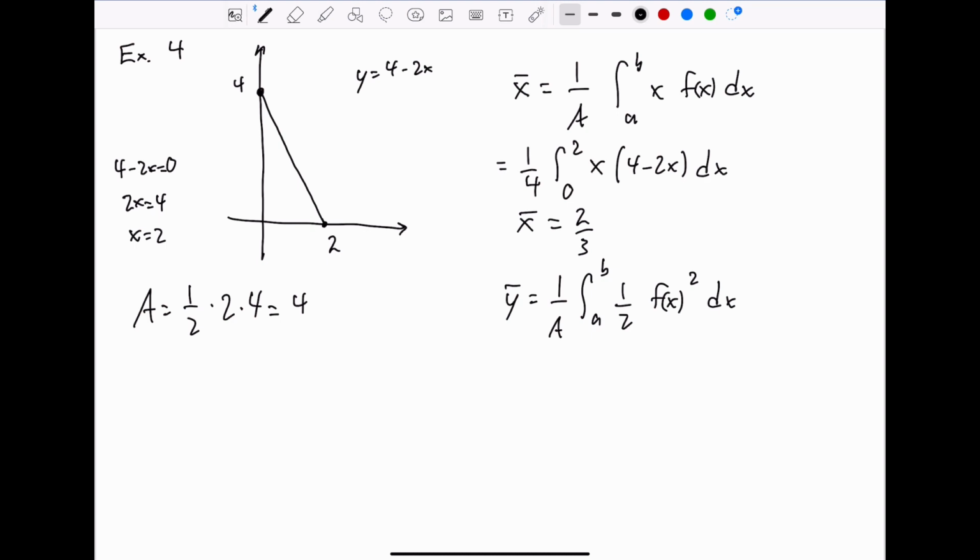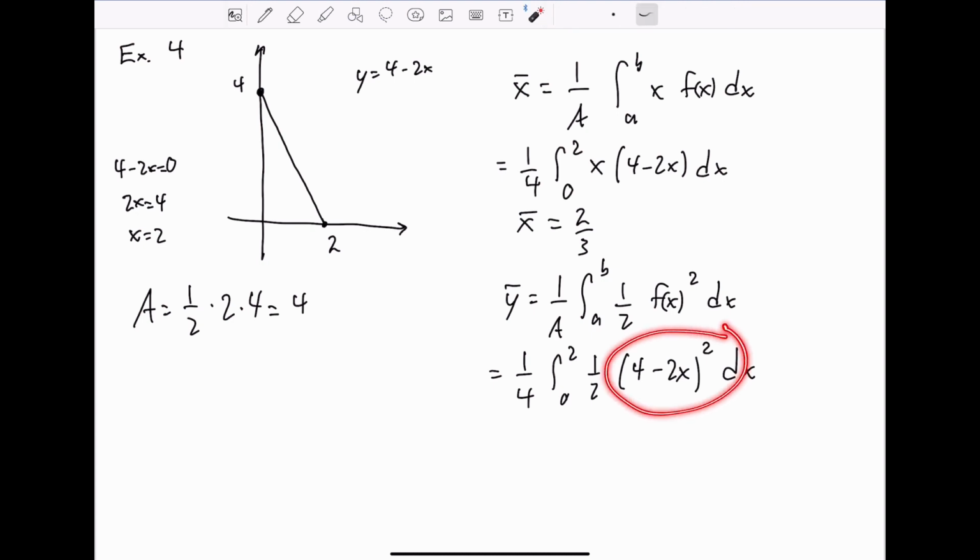For the y component, we have 1 over the area, 1 over 4. We're integrating again from 0 to 2, and we have 1/2 times f of x squared. So we take 4 minus 2x, quantity squared. Once again, this should be a straightforward integral. We would have to expand out the 4 minus 2x, so FOIL that out, but this should be relatively straightforward to do. Once again, I highly encourage you to pause the video, make sure that you can solve this integral by hand, and if you solve it, you will get a value of 4/3.